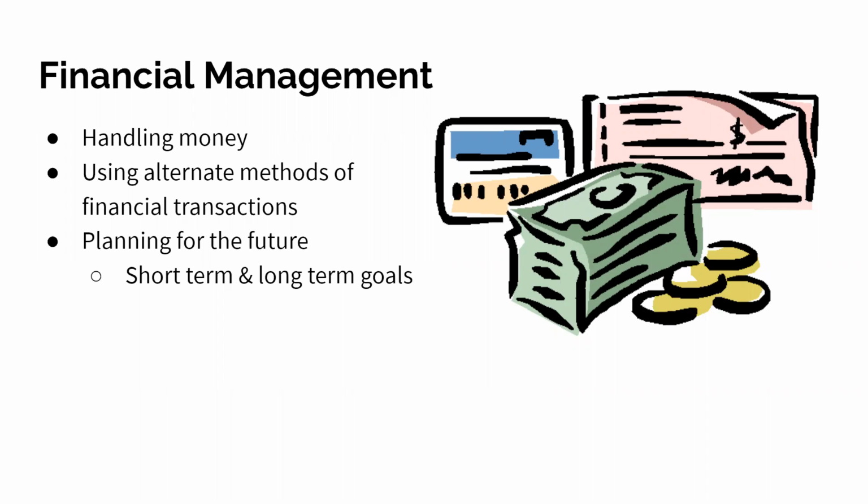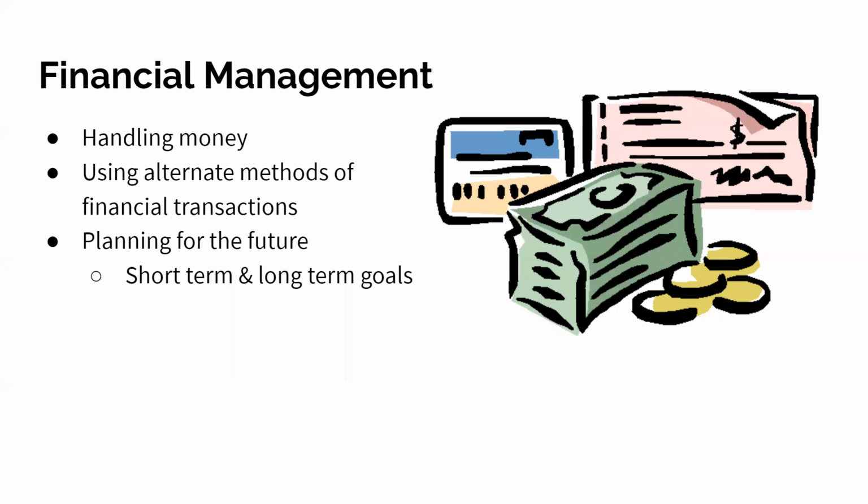An occupational therapist may also teach alternate methods of financial transactions. So this may include using a credit or debit card, or even applying for food stamps or housing income or disability. An occupational therapist can help with all of these things.